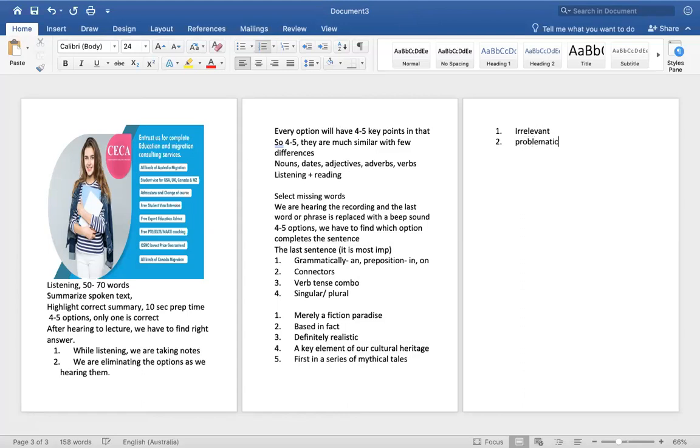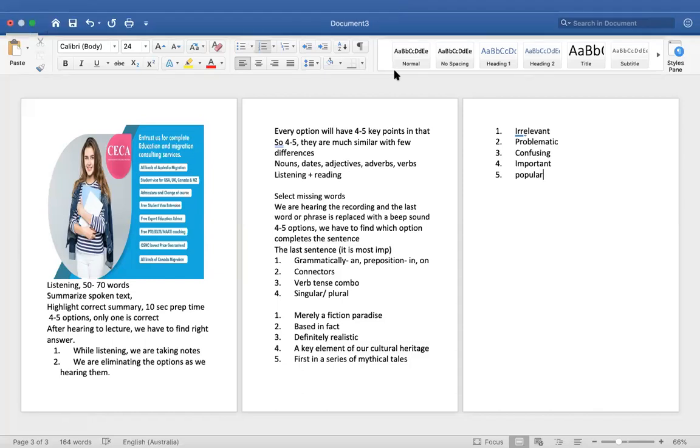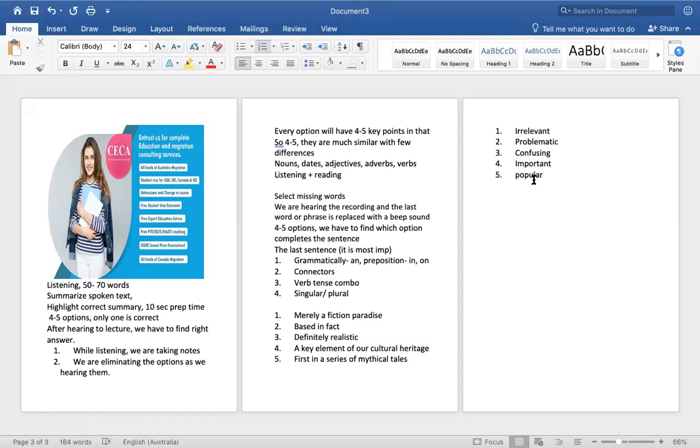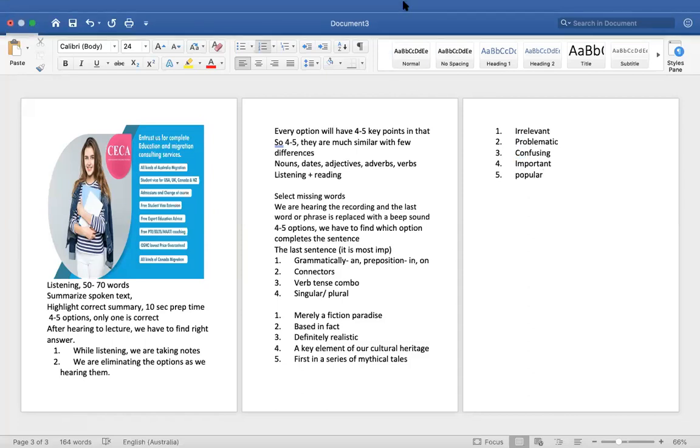So these are the next question's options I'm typing in. Confusing. And remember these answers, because it could be a repeated one in your exam as well. So just remember the answers, right? All right, so here you see irrelevant, problematic, confusing, important, and popular. You get 7 seconds, and the audio will start after that.